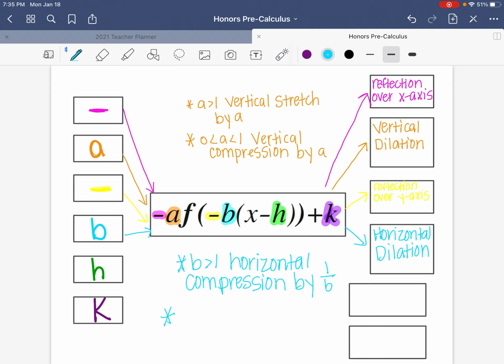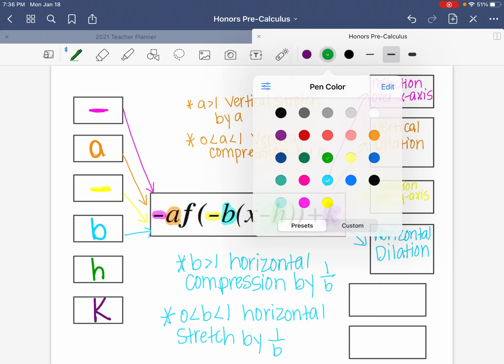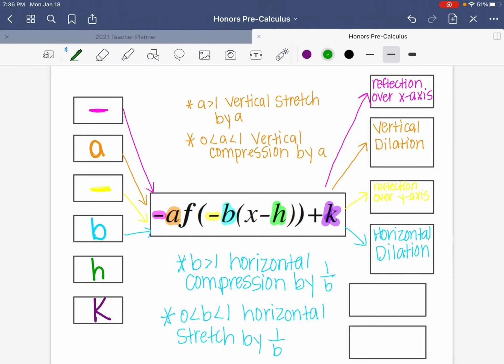Now, if my b value is greater than 0 but less than 1, then this one's actually going to be a horizontal stretch. And we're going to do by the reciprocal. We're going to do the opposite. So by 1 over b. And I'll show you a few more examples of that when we look at the equations in a minute. All right, so those are the values, the negative and the b that are in front.